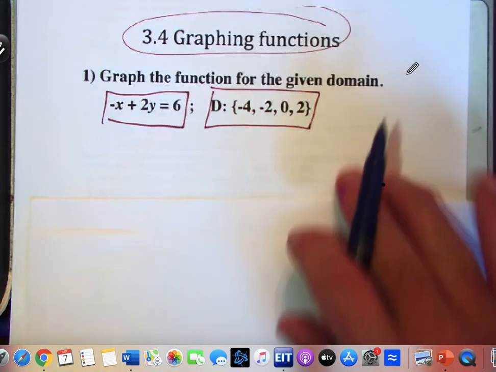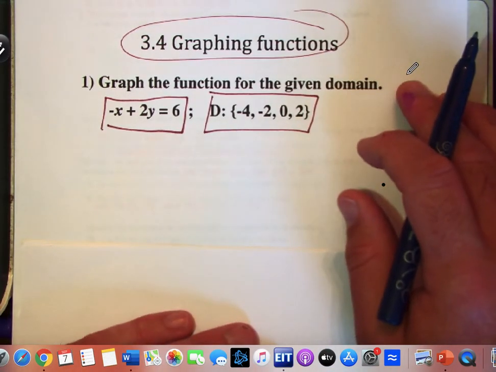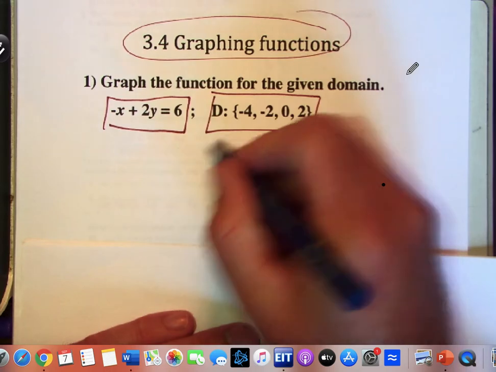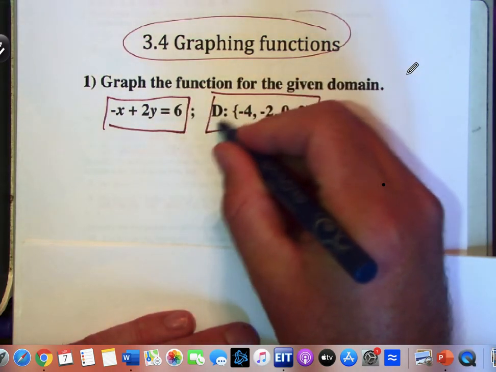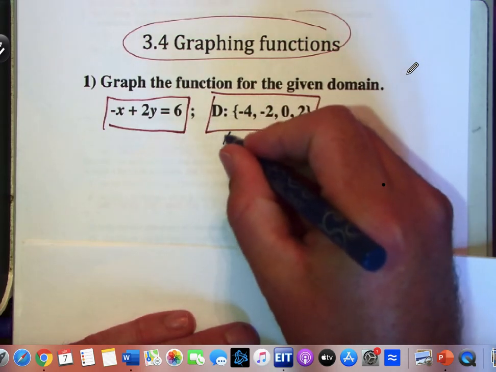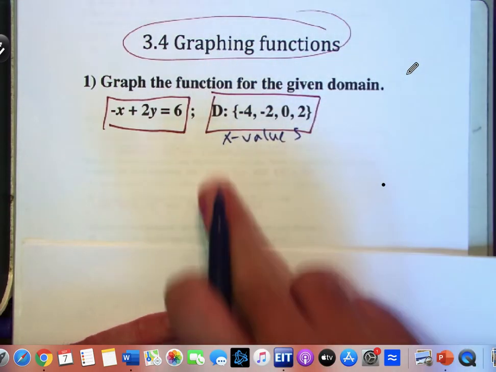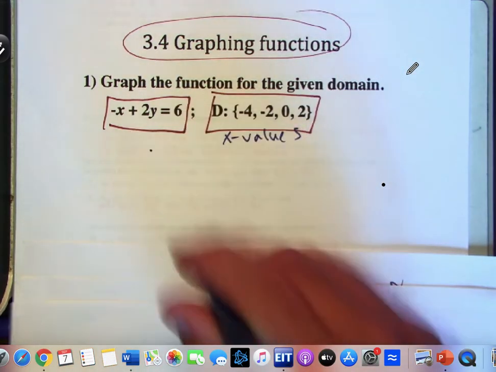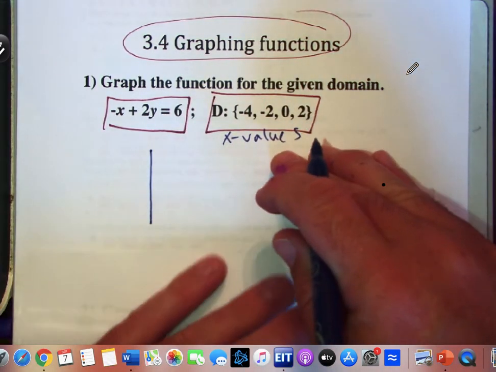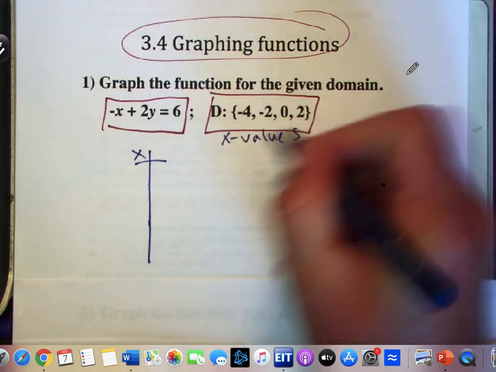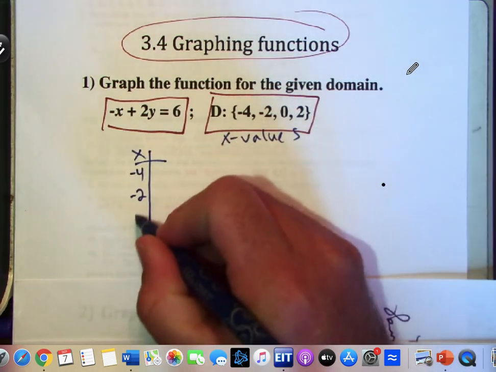Well, how do we make a graph of a function? When we graph stuff, how do we get it onto a graph? Well, we need points, right? In a domain, is domain the x values or the y values? Right, it's our x values. So to do this one, they tell us the x values to use, which is really nice. Let's make a little table. With x, we have -4, -2, 0, and 2.